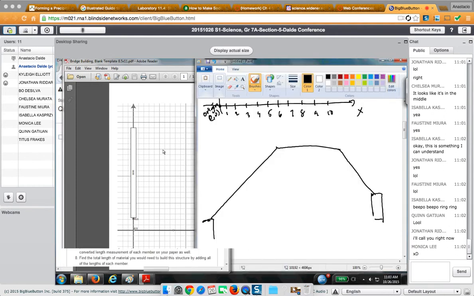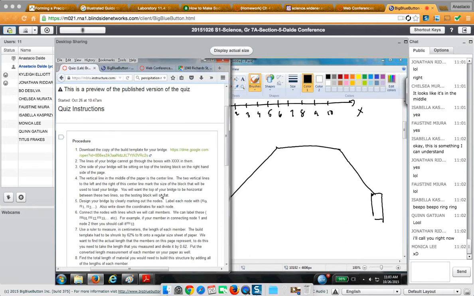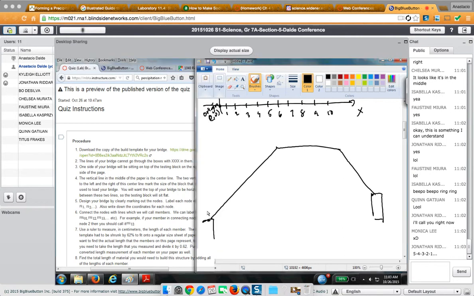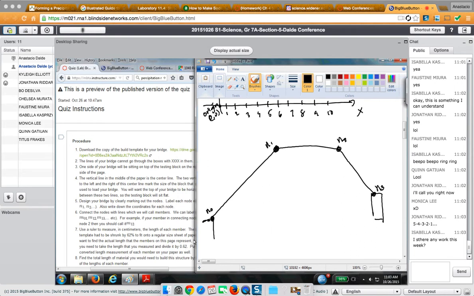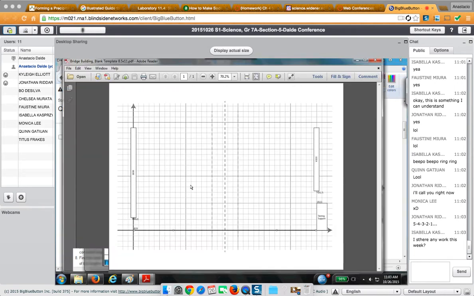So, let's see. Design your bridge and clearly mark out the nodes, labeling the nodes with N0, N1, N2. So what that means is I have an N0, this would be one node, another node, which would be N1, maybe this would be N2, and then this would be N3. Nodes stand for basically connecting points. And with each node, I want you to give me the coordinates of that node. So after you draw it on this piece of paper, you can basically read off your x and y coordinates.